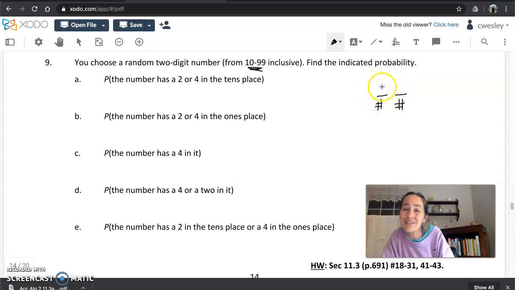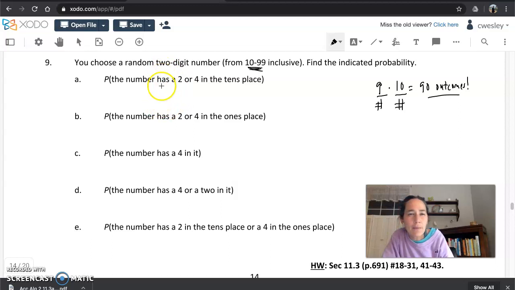Well, it says from 10 to 99, so just 9 choices for the first digit: the numbers 1 through 9. How many choices do you have for the second digit? 0 is now included. You have 10 choices for the second digit, so 90 total outcomes, 90 two-digit numbers. Keep that in mind for your denominator. Let's get through a couple of these.